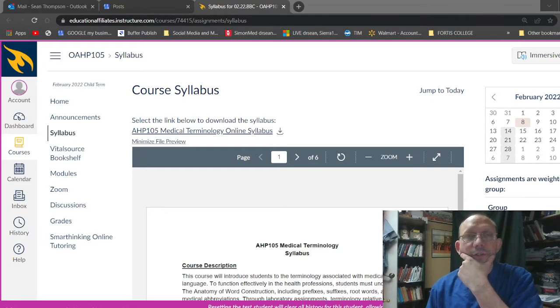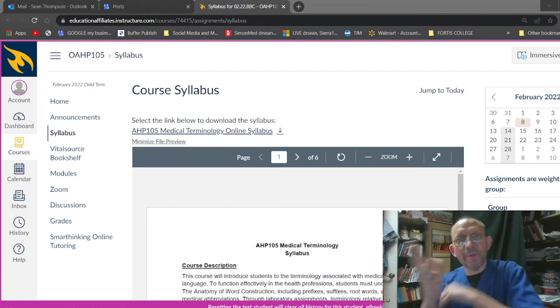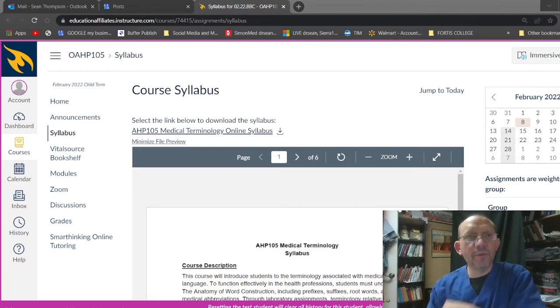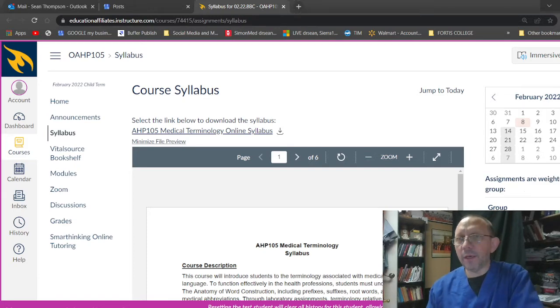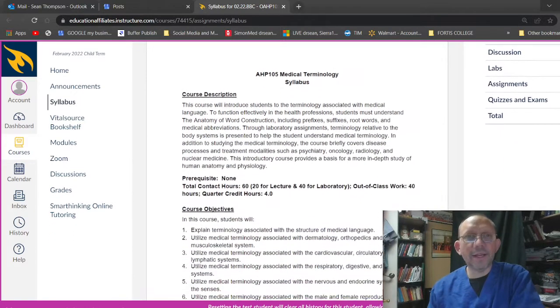Okay guys, this is Dr. Sean over at Fortis Colleges, and we're going through, which you can see up there, the OAHP 105. That's terminology, medical terminology. I'm going to go through the syllabus right now, so this should take a few minutes. I'm just going to read through it for you. That way you don't have to go hunting things down, and I can explain a couple things.